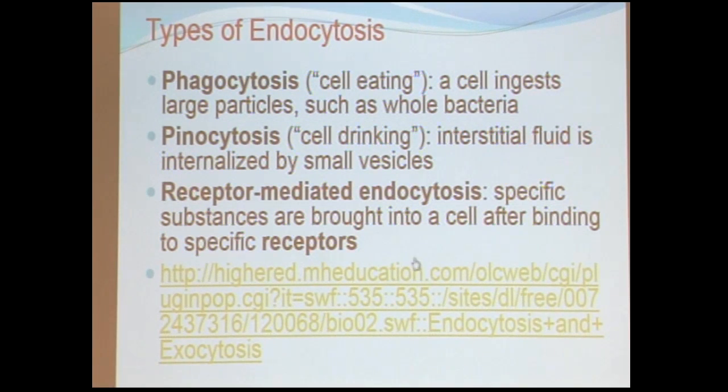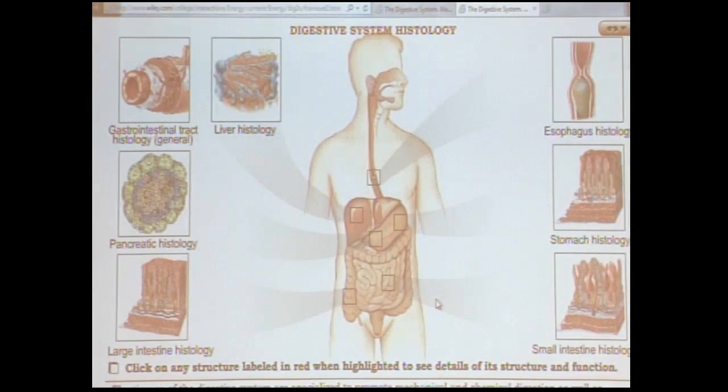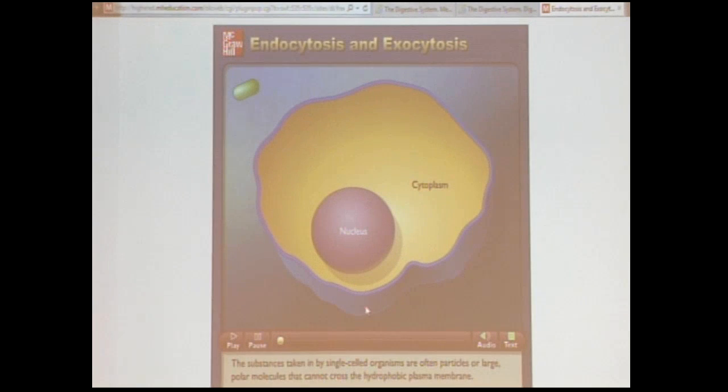I've got a little movie too. The substances taken in by... All right, I guess we can listen to them.